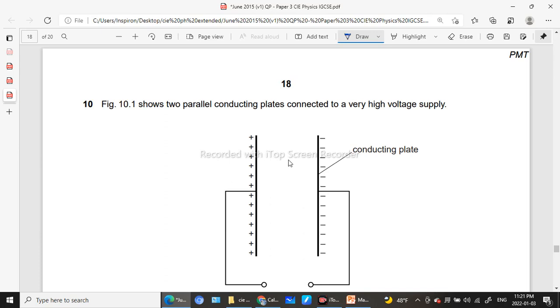The electric field is a straight line directed from the positive plate to the negative plate.